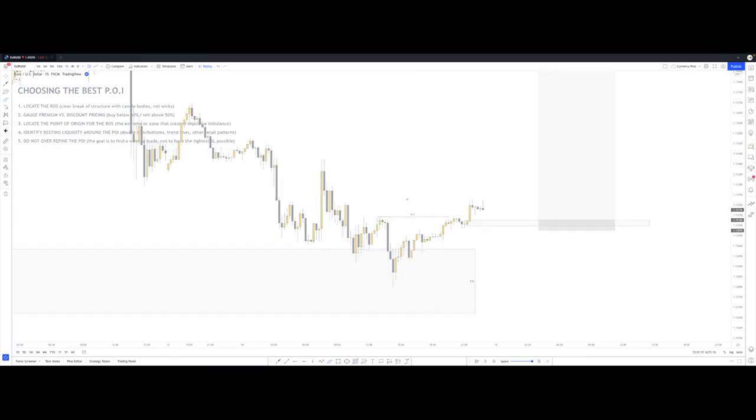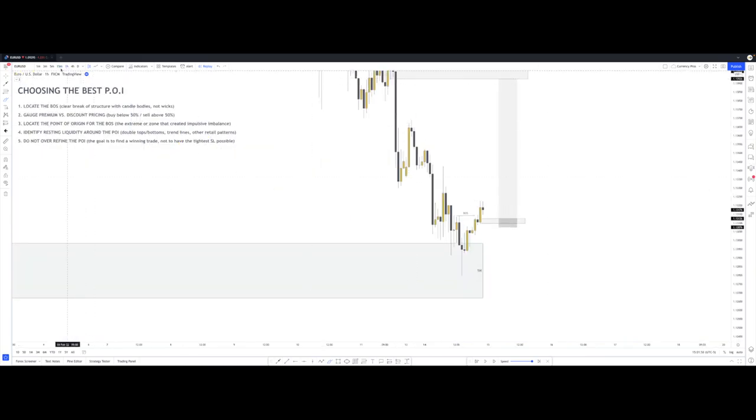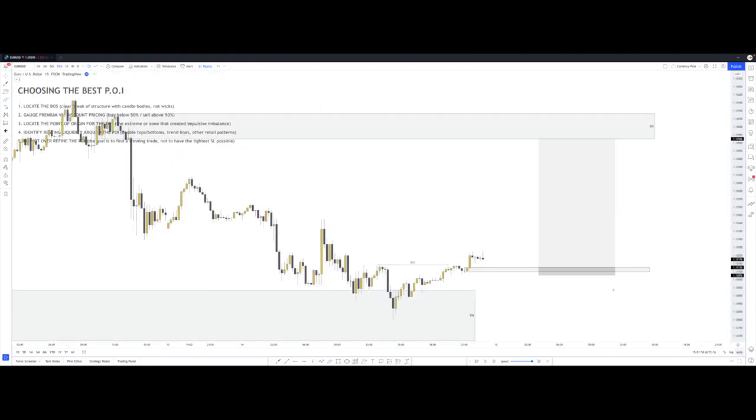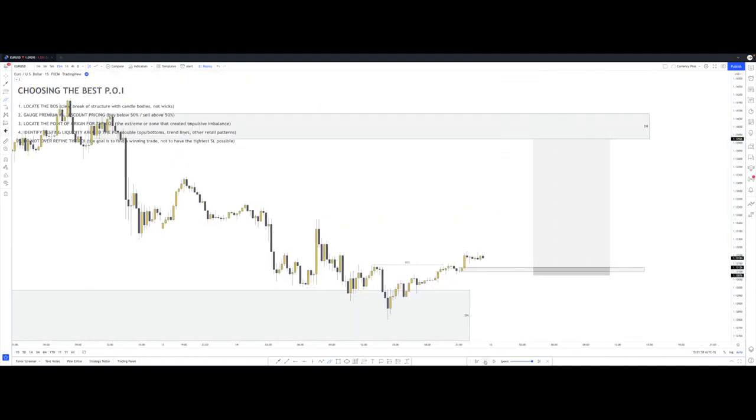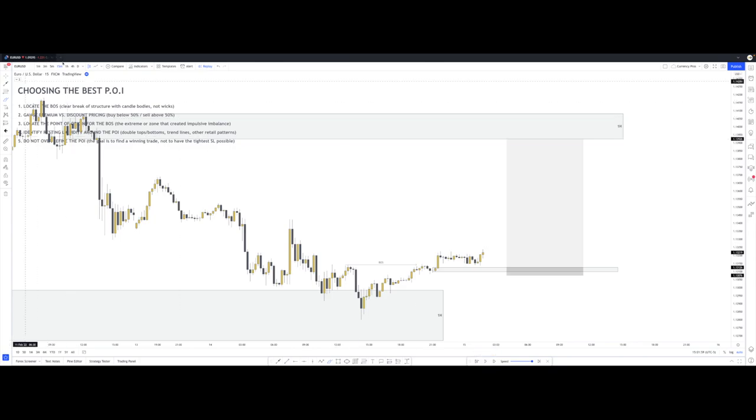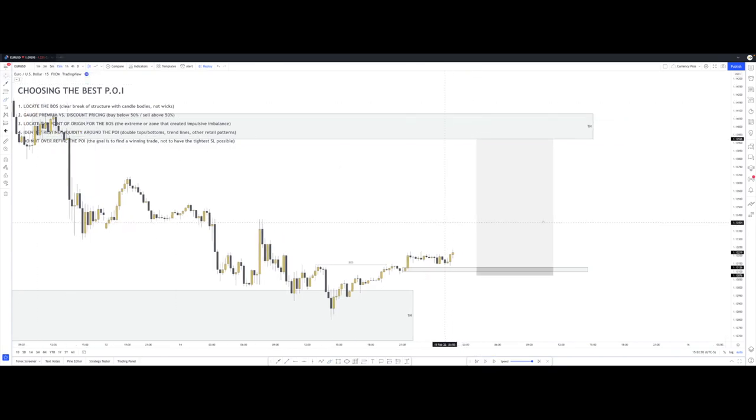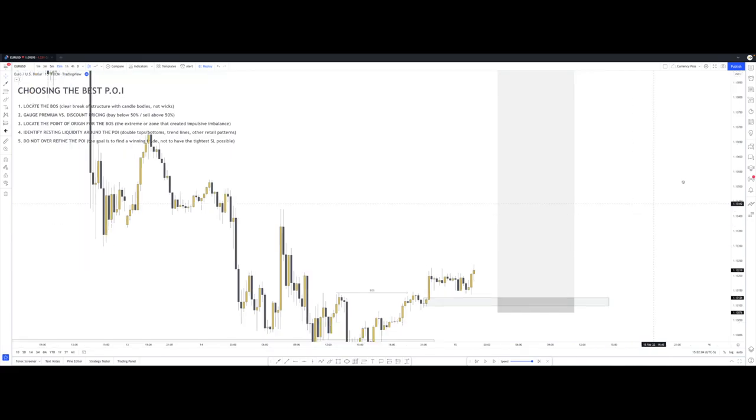Okay, so let's stay on the 15-minute time frame for now and see if this trade gets triggered. Let me just adjust the chart here. I want to get a better perspective.